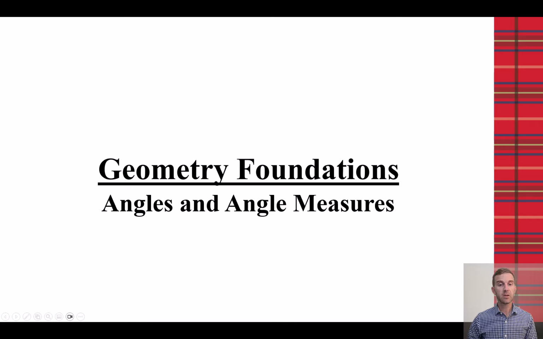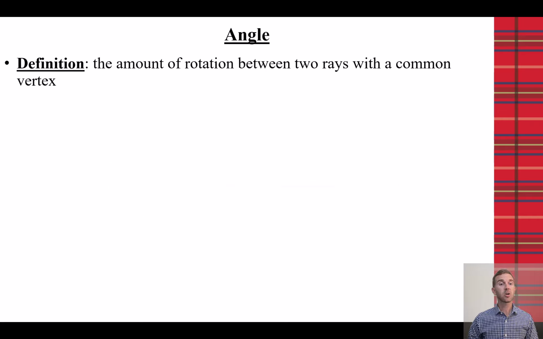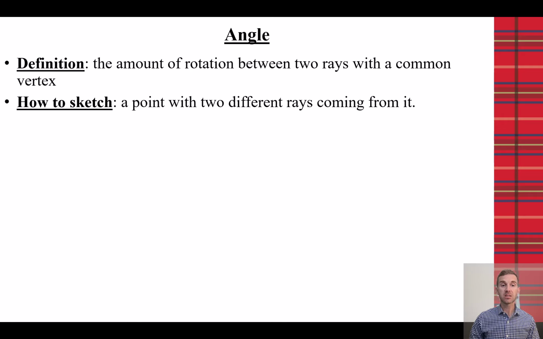In this video, we'll discuss angles and angle measures. Now, when we talk about an angle, we're talking about the amount of rotation between two rays that have a common vertex. And we're going to sketch this by having a point with two rays coming from it.